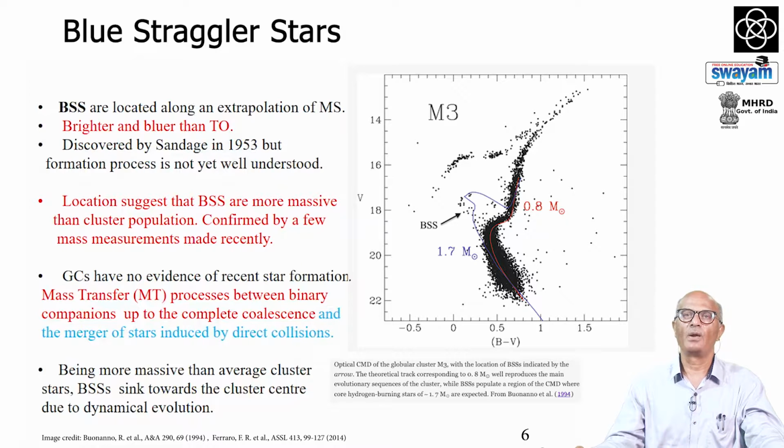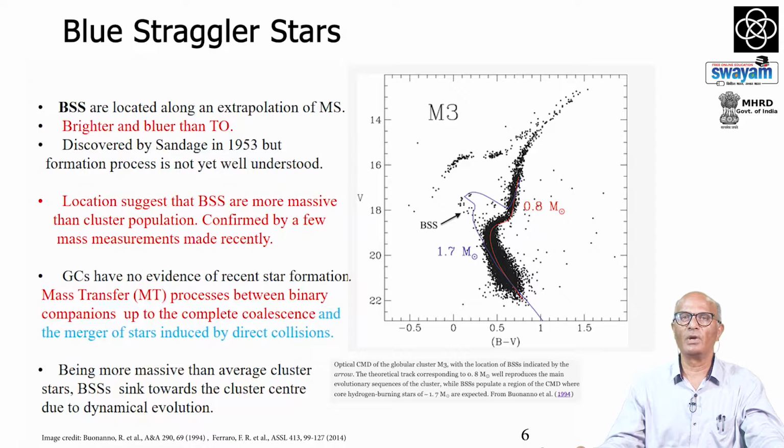This is a color magnitude diagram of a galactic globular cluster M3; the x axis is the color B minus V, and the y axis is the apparent V magnitude. We can see a well defined cluster main sequence, then the red giant branch, then the horizontal branch, and it has a structure. As per normal stellar evolution theory, we should not expect any star in this part.